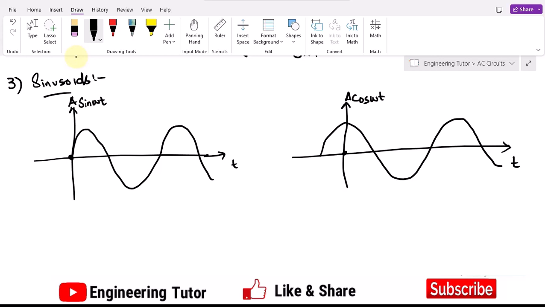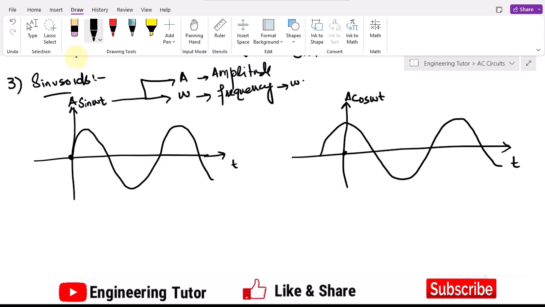Similarly, we can see that in sinusoidals we have basically three parameters. The first one here is this A, which is called the amplitude. Okay, the second one here is omega, which is the frequency, because omega is equal to 2 pi f, where f is in hertz while this omega is in radians per second. Okay, and the third one, which I did not mention here but it is also available here, is theta, and that is the phase angle.